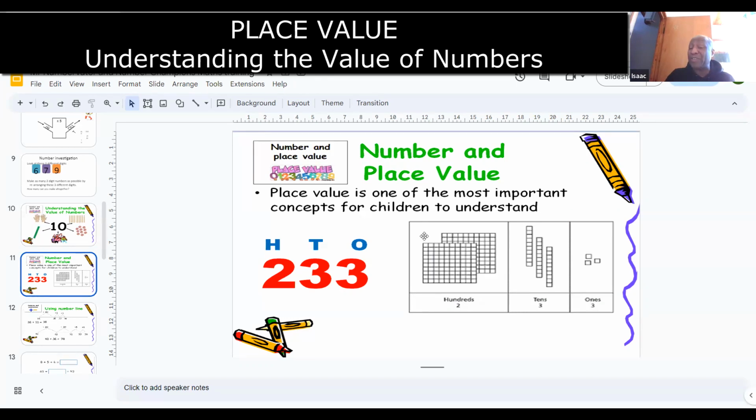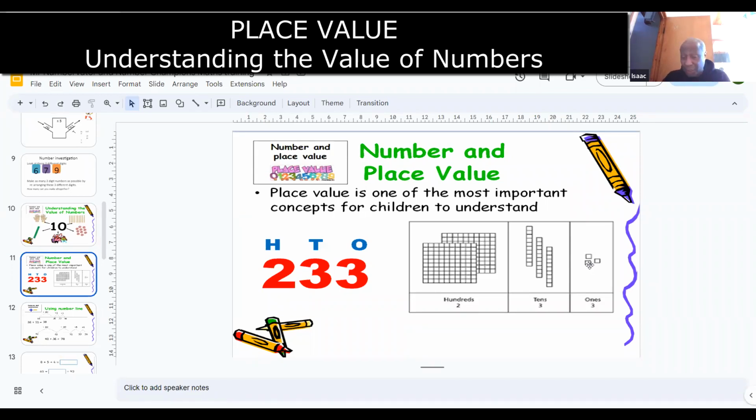When we're working with our children, if I said to a child the other day, make me 147, they did have 7 ones, they did have 4 tens, and they had 100, but they did not present it in the order that I've presented it on this slide. We have to encourage our children to have the hundreds on the left, the tens in the middle, and the ones on the right, because that's how we read the number 100 or 233.